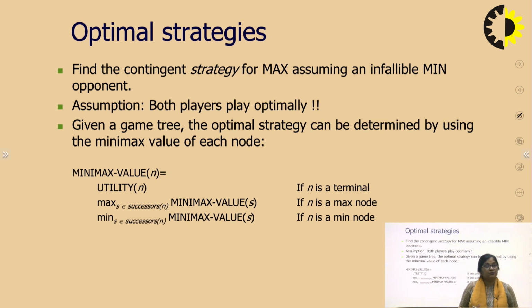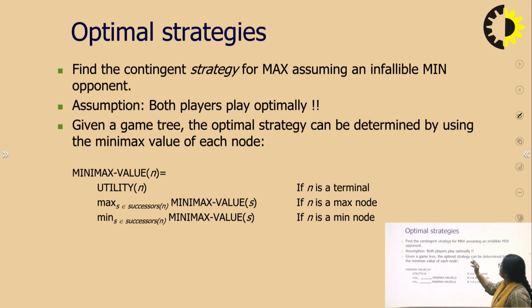Now what strategy are we taking? We are finding the contingent strategy for Max, assuming an infallible Min opponent. Both are good at their game. So what is our assumption? Both players are playing optimally. So given a game tree, we have to find out the optimal strategy.